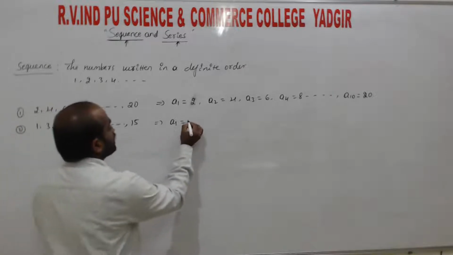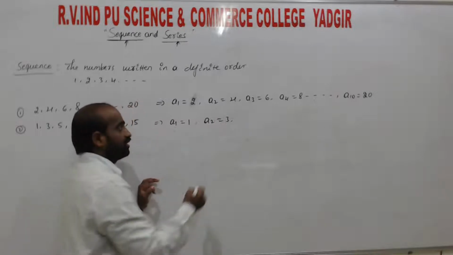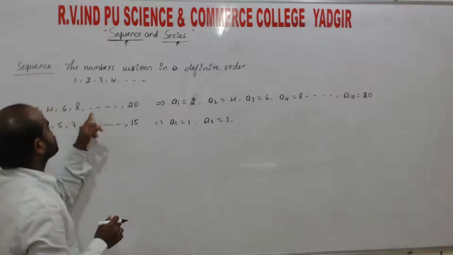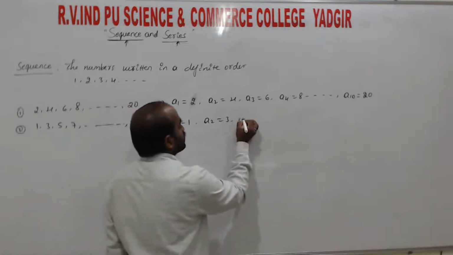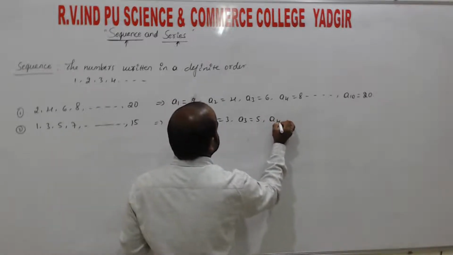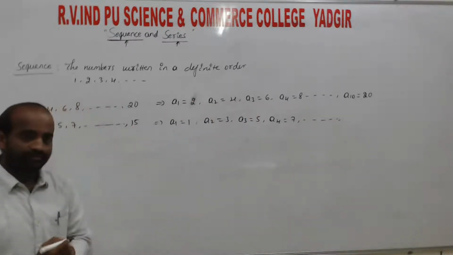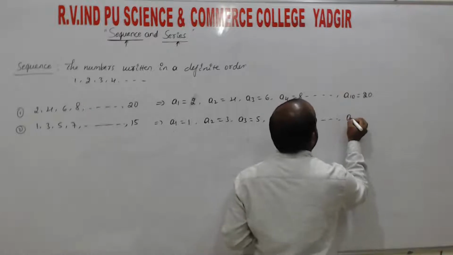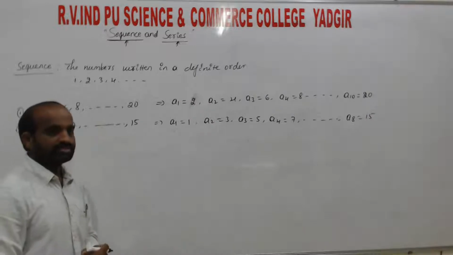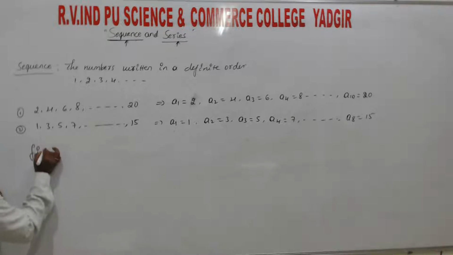In the second one, A1 is 1, A2 is 3. These are the odd natural numbers, up to 21. A3 is equal to 5, A4 is equal to 7, and so on. Which term is 15? The eighth term is 15. Next, we'll study finite sequences.